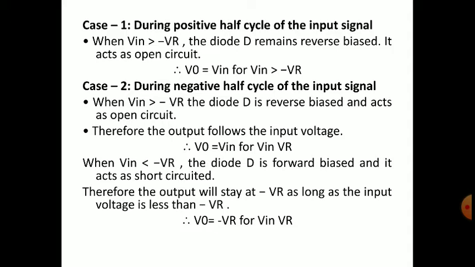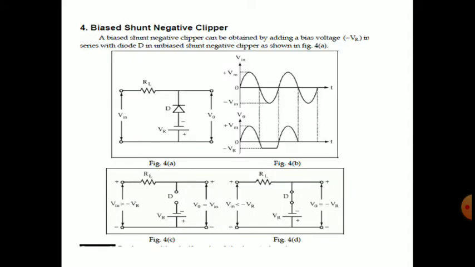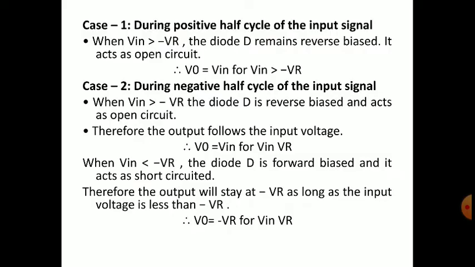During the negative half cycle of the input signal, for V input greater than minus VR, the output follows the input. For V input less than minus VR, the diode is forward biased and acts as a short circuit. Therefore, the output will stay at minus VR as long as the input voltage is less than minus VR. So V output is equal to minus VR for V input less than minus VR.